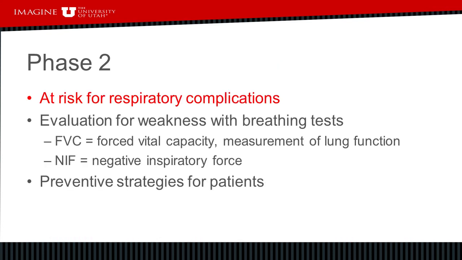As neuromuscular disease, including ALS, progresses, you can go into phase 2. These patients are at risk for respiratory complications, and that's when we do an evaluation looking for this phase in clinic. And we're going to do this with breathing tests. We use the forced vital capacity, or FVC, a measurement of lung function, and the NIF, which is a negative inspiratory force, another way that we look at how the diaphragm works. And then we talk about preventative strategies for patients as well.